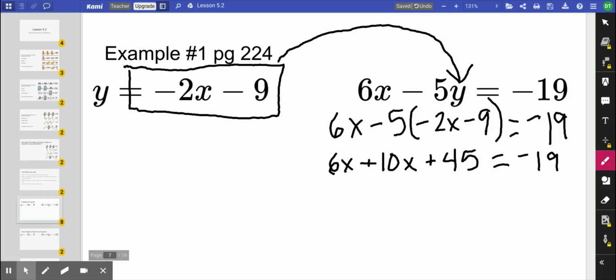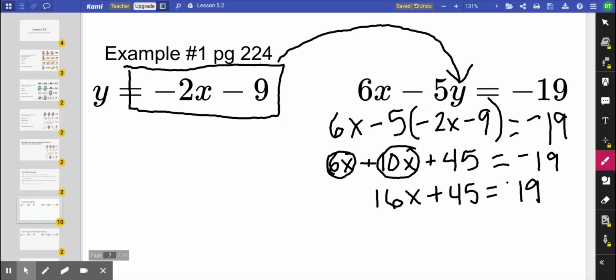So now I have 6x plus 10x plus 45 equals negative 19. This 6x and this 10x are like terms. They're both a coefficient with an x variable. And so I can add those two together. 6 plus 10 is 16. So I get 16x plus 45 equals negative 19. All right, so now we're ready to start getting the x isolated by itself.